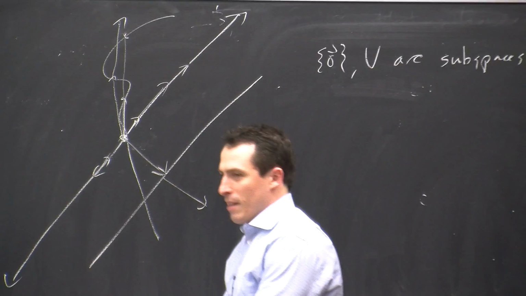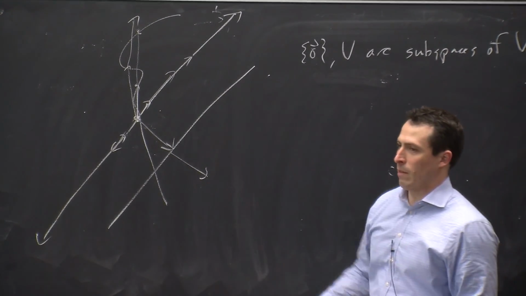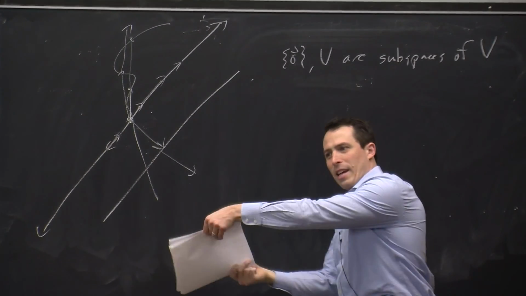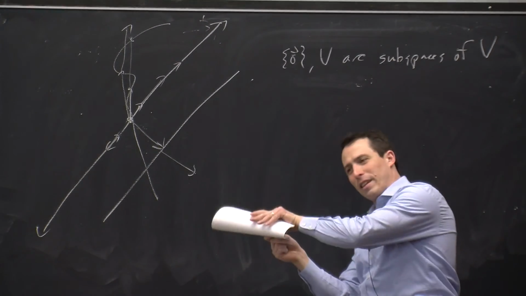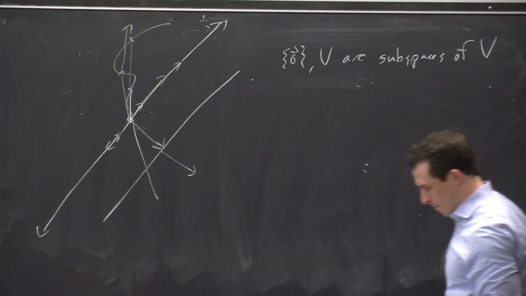So how about in 3 dimensions? If I have now a 3-dimensional space, I pick an origin, I take a line through that, that's a subspace, and I can take a plane through that, at any angle, that's a subspace. If I curve it, or if I go away from the origin, it's not a subspace anymore.